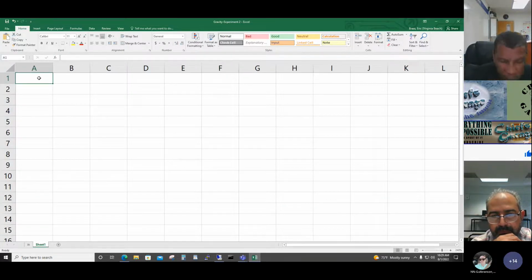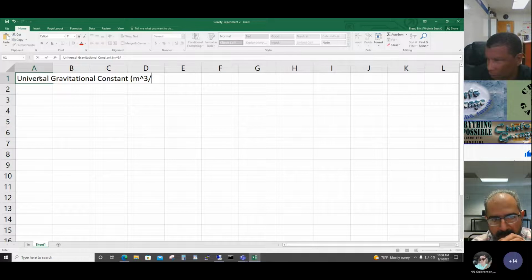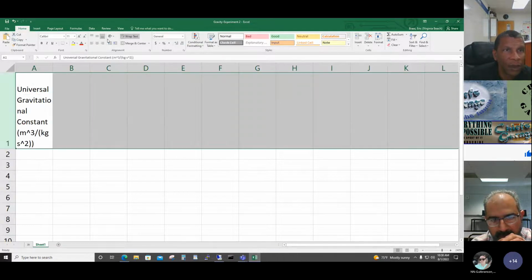All right. So what did we need? We needed the universal gravitational constant, and we said that that was in meters cubed divided by kilograms times a second squared. Close that parenthesis. Those are the units. I'm going to wrap that text.